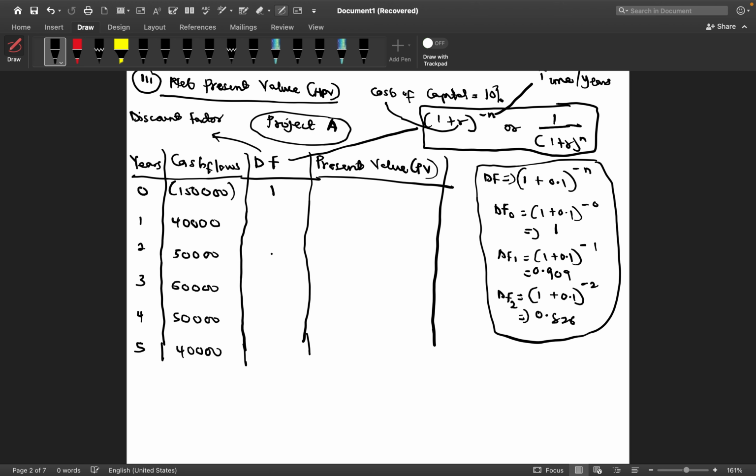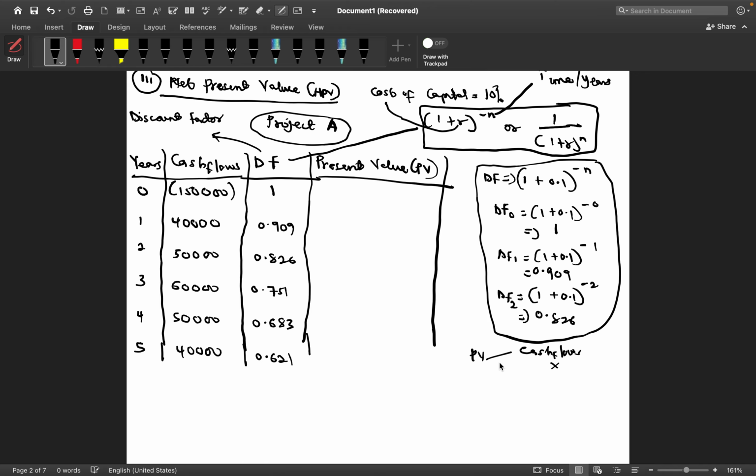So the first one is 1. The second one I'm getting 0.909. The next one is 0.826. The third one is 0.751. The next one is 0.683. The next one is 0.621.